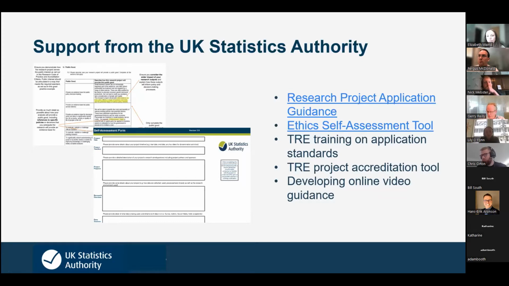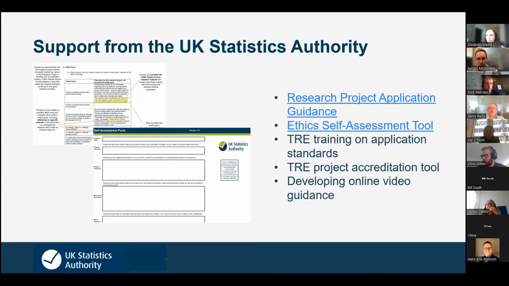We also have an ethics self-assessment tool, which provides a means for researchers to receive ethical scrutiny where they might not have access to institutional ethics committees. We run various training sessions with our accredited TREs on the application of our tools to ensure they're supported in doing that. We're in the process of developing video guidance to be published online that, as I mentioned, walks researchers through our accreditation process and sets that expectation up front as well.